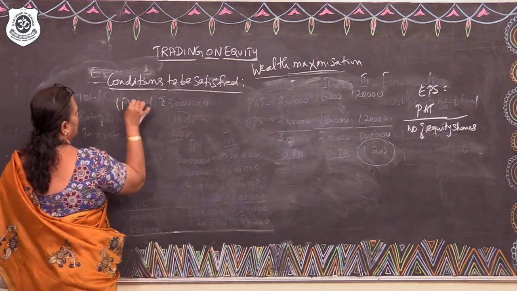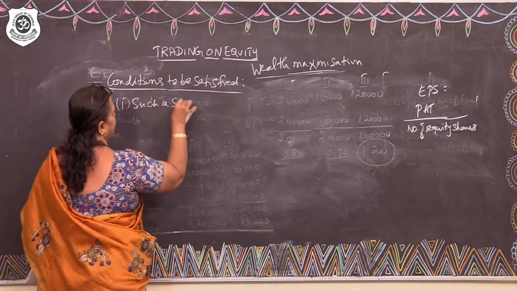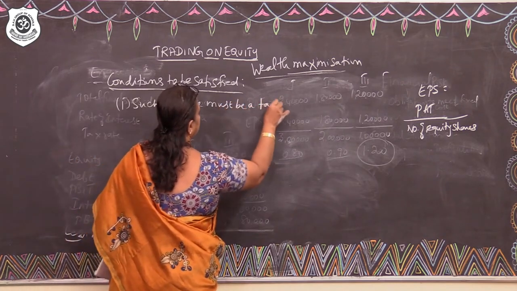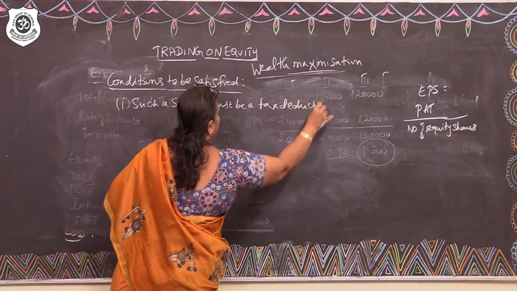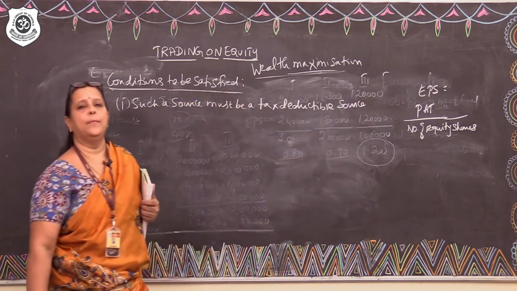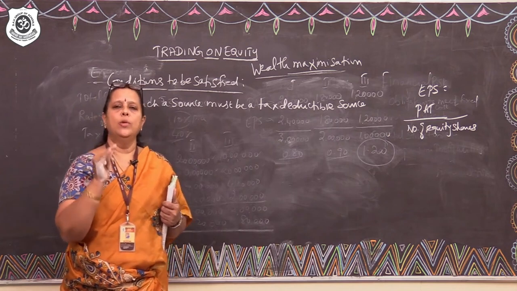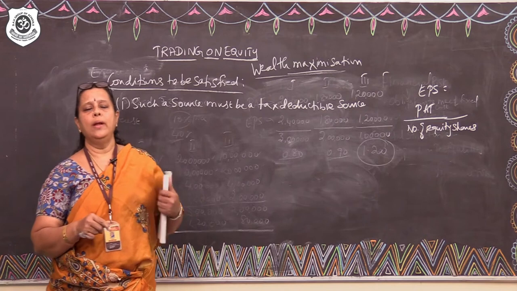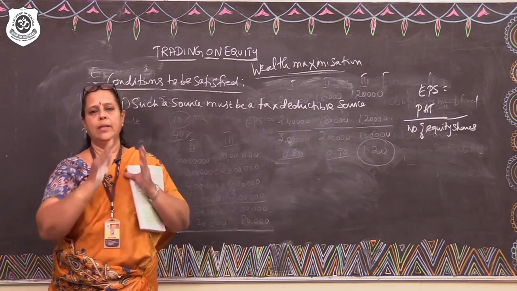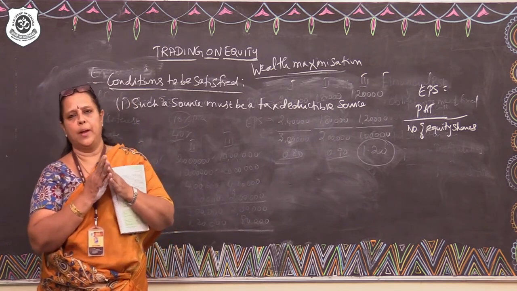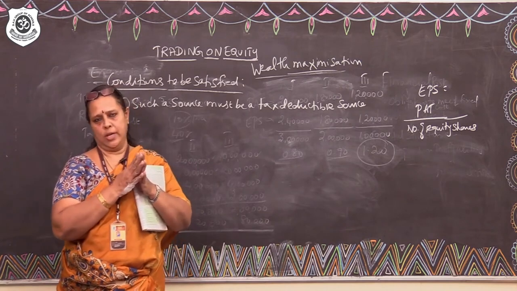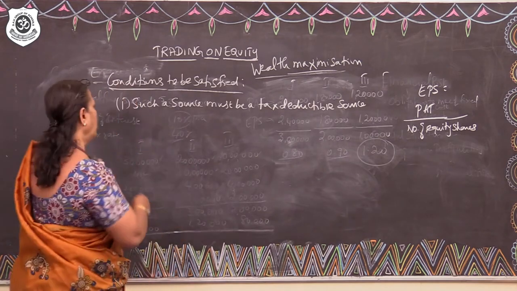Number 1, such a source must be a tax deductible source. What do you mean by that? These fixed cost sources which the company employs, namely debentures, term loan, etc. are all tax deductible sources. The company will deduct tax before paying interest. And when the company makes bulk payment of tax to the income tax department, the income tax department gives concession. The benefit of that also goes to the equity shareholders. Point number 1. Point number 2.